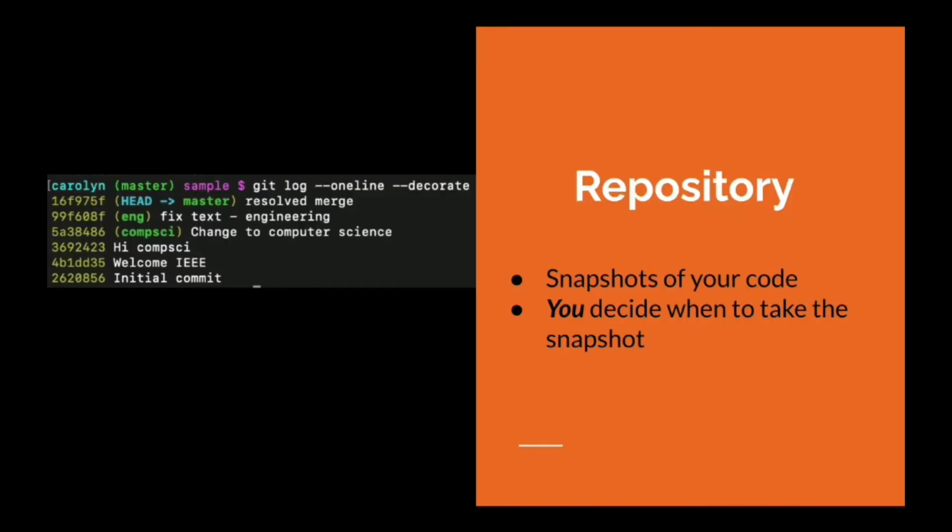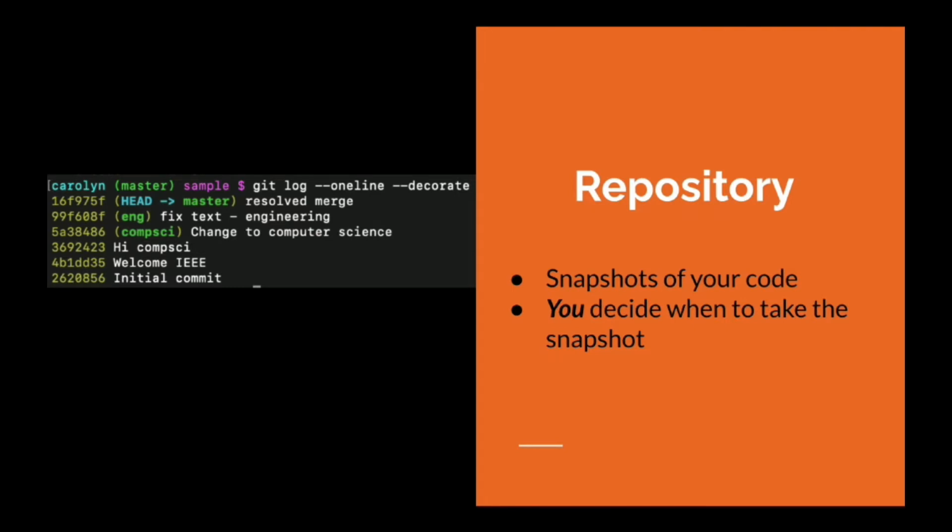So, first of all, repository. I have a little sample of a history of snapshots of a small repository. A repository is just the history of snapshots you've created. Basically, it's snapshots of your code. And even Google Docs has a history of versions where you can go back. So you've probably used a lot of different software that does that.